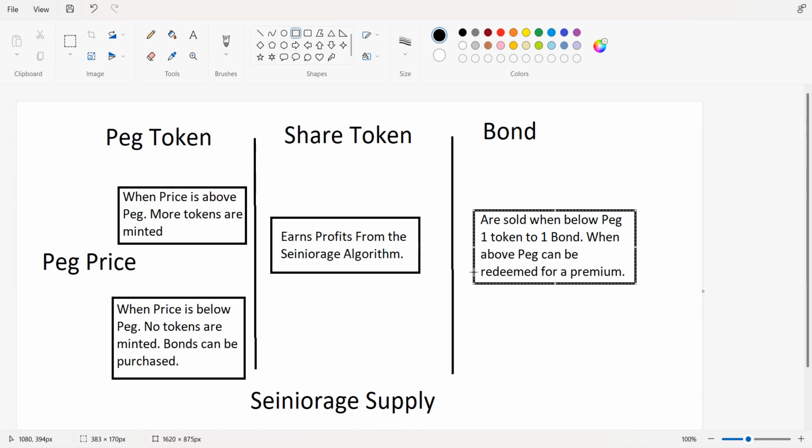Now, when you buy bonds, you can't do anything with them right away. But if and when the peg goes back above $1, and let's just say the peg goes up to 1.03, at that point, bondholders can normally sell their bonds at a premium. So instead of 1.03, they might be able to sell them for 1.04, for example, or 1.05. And every protocol is a little bit different. If this mechanic works as advertised, it will hold the token at peg. But invariably, there's something that happens, and it's called a death spiral.